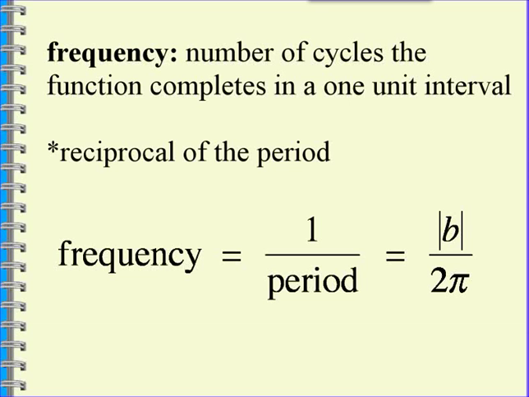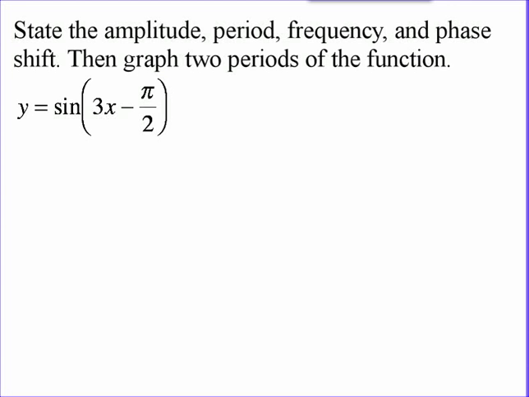The number of cycles the function completes in a 1-unit interval, and then the frequency is 1 divided by the period. So now, if we look at this one, it says state the amplitude, the period, the frequency, and the phase shift. Then graph 2 periods of the function.